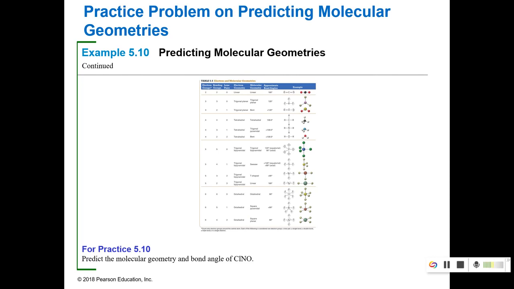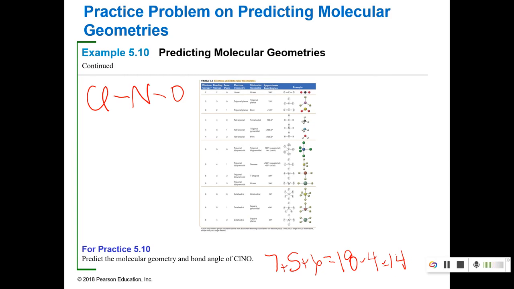Great, great. Okay, let's do ClNO. I've got 7 plus 5 plus 6. That's 12, 18. Single bonds, so that's 4. So I've got 14. 6 on each outside. That's 12. And then the extra 2 go in the middle.